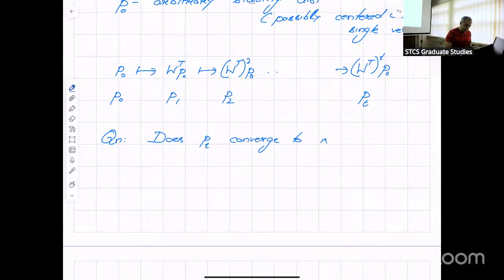Notice if P0 had been pi, this would have been the stationary distribution every single time. It wouldn't have been altered at all. But otherwise, do you go close to the stationary distribution? That's what I want to ask.